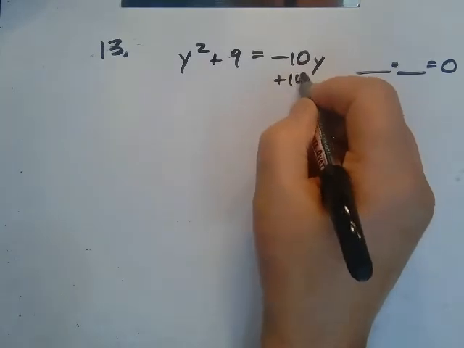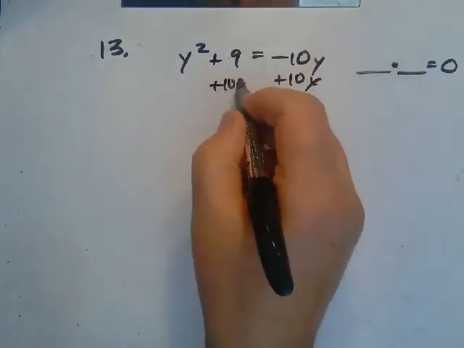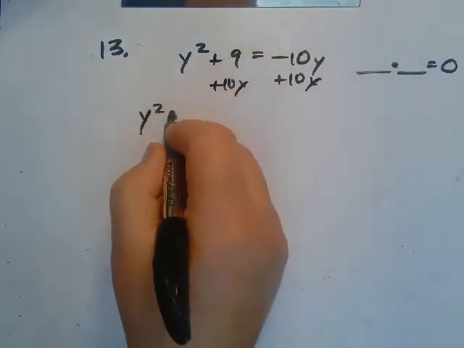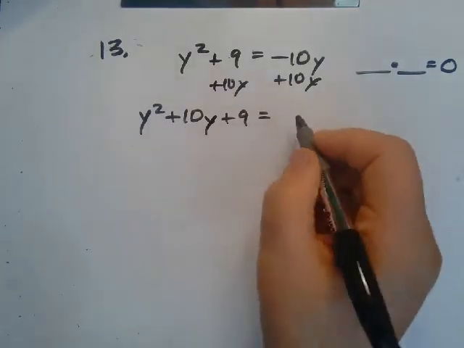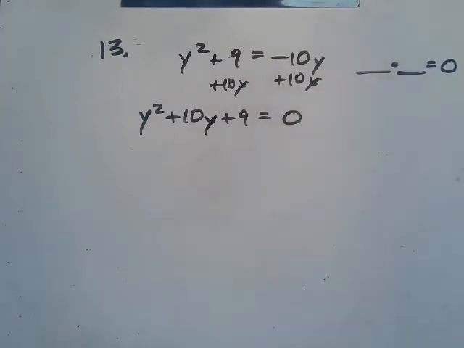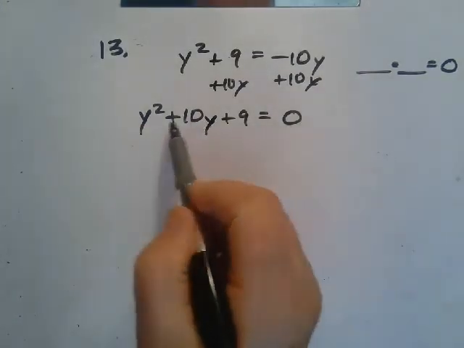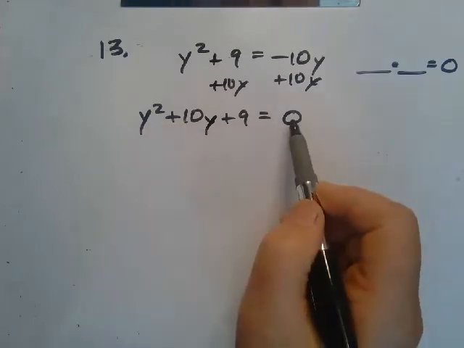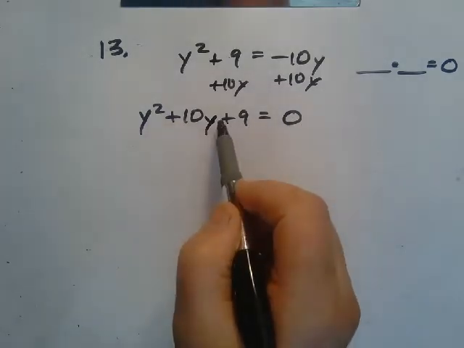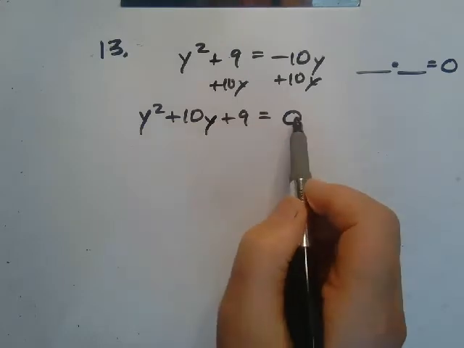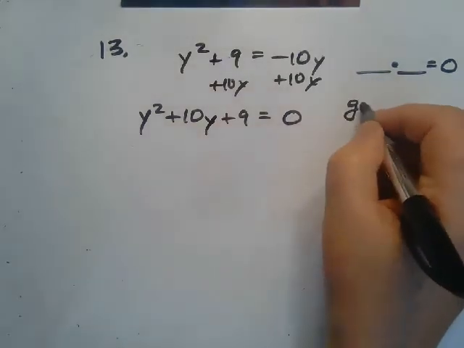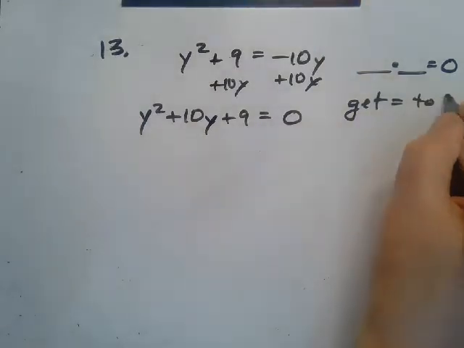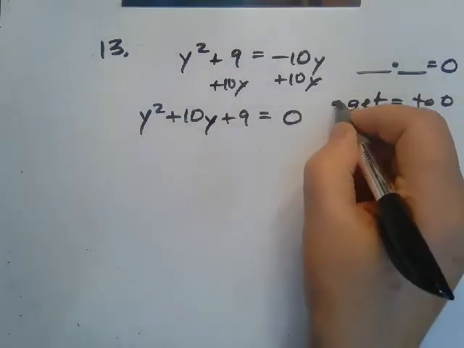So I'm going to add 10y to both sides, and because these are not like terms, I'm just going to put them next to each other here. I'm moving the 10y over to the left by adding it, and there you go. 10y has been added to the left side now. Now this trinomial here is ready to be factored because it's equal to 0. So your first step is you got to get it equal to 0 first. Okay, so we did that.